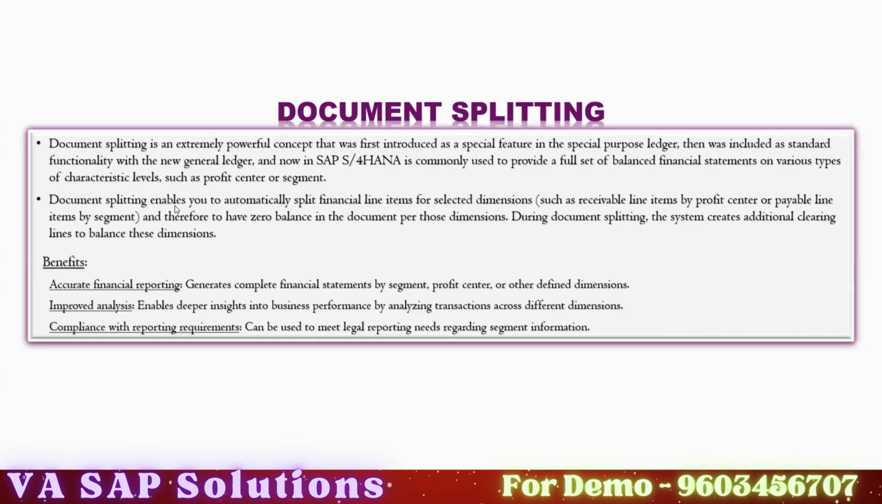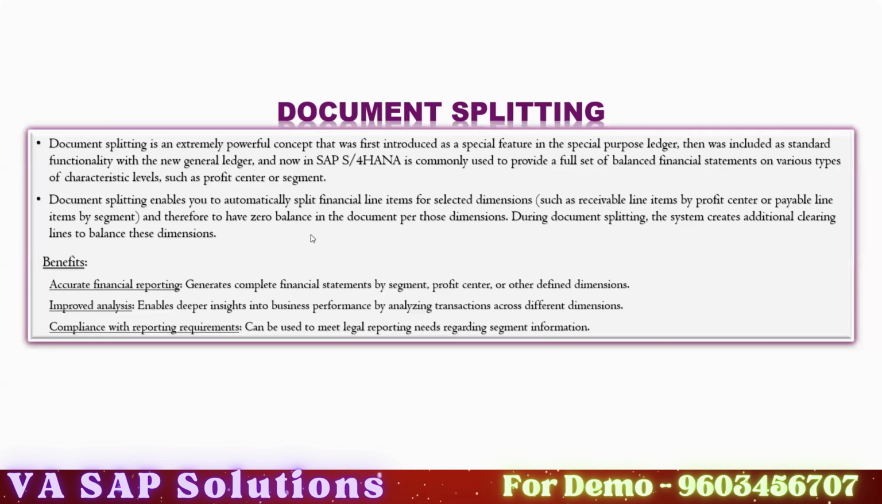Document splitting enables you to automatically split the financial line items for selected dimensions. Dimensions means expenses or receivables or payables or whatever it is. Such as receivable line items by profit center or payable line items by segment, and therefore to have zero balances in the documents for those dimensions. During document splitting, the system creates additional clearing lines to balance these dimensions.